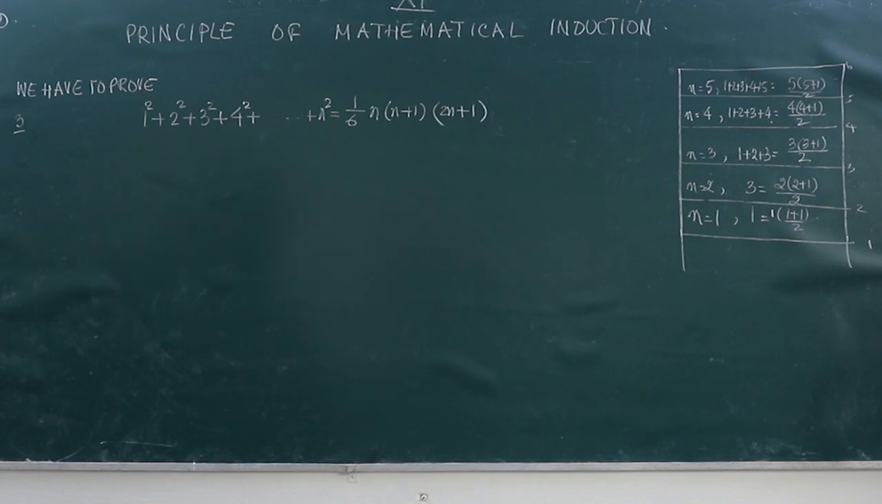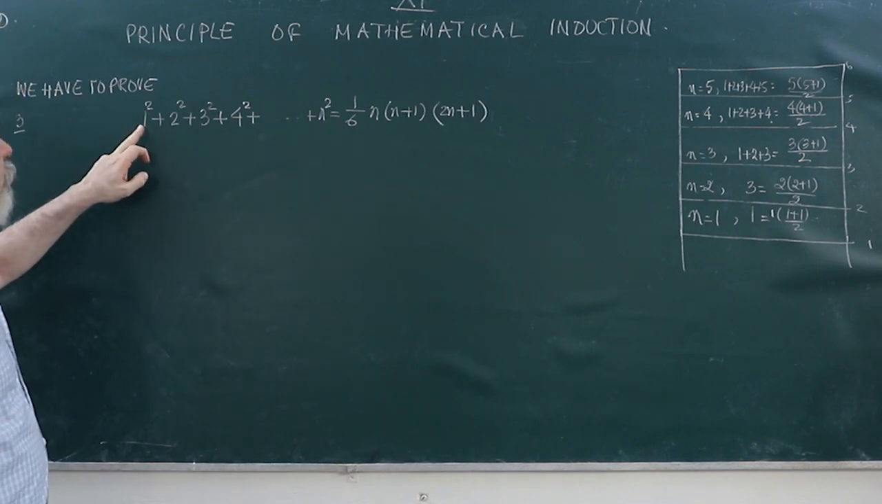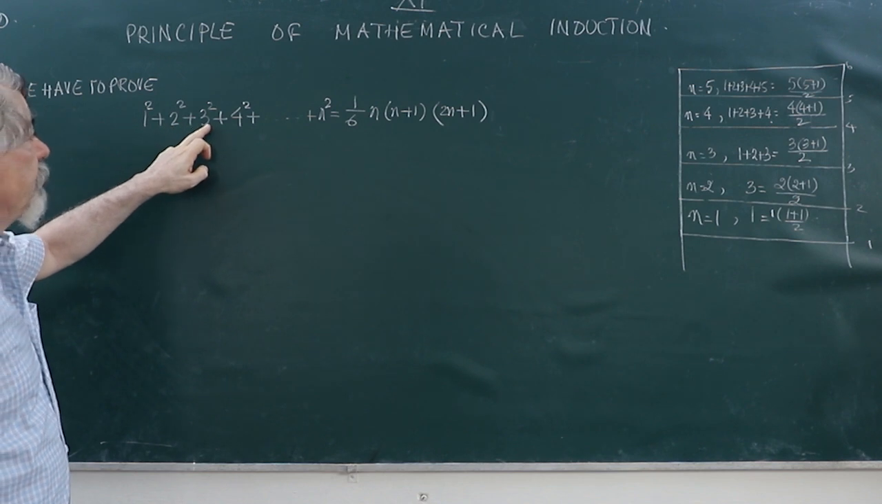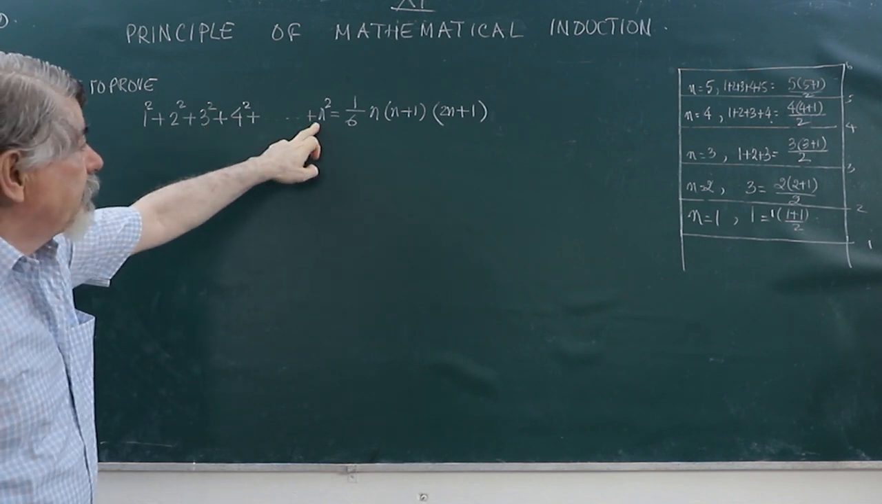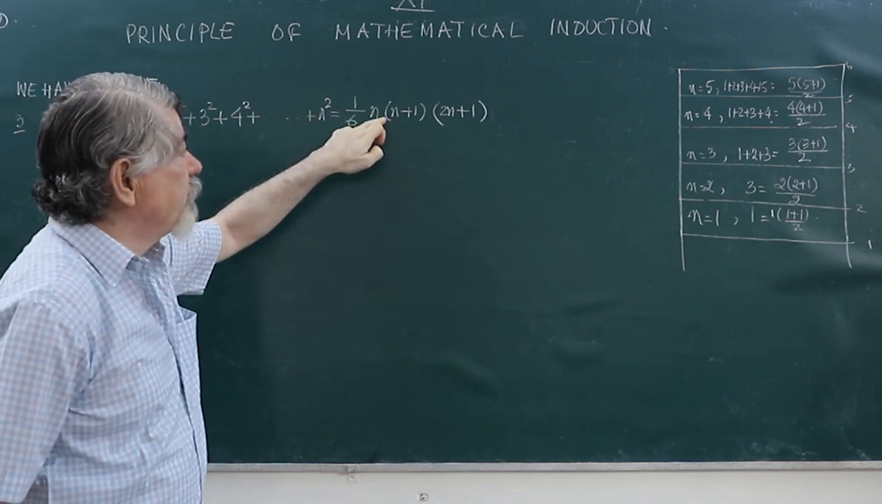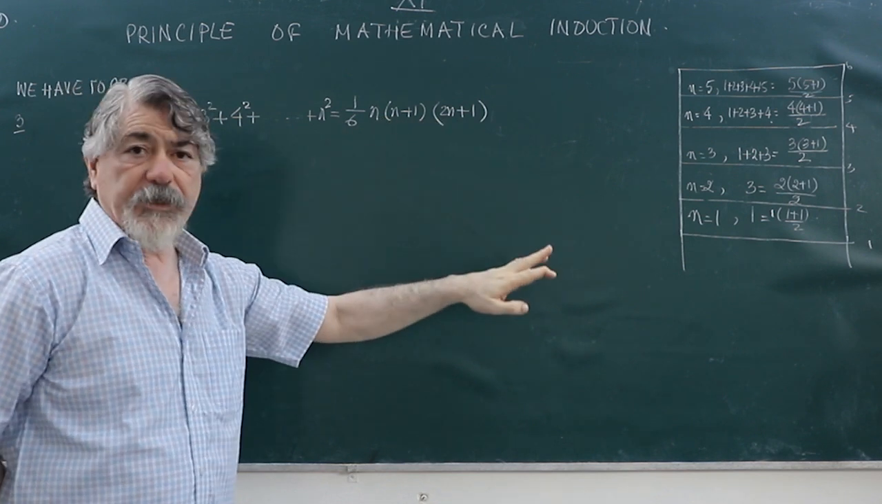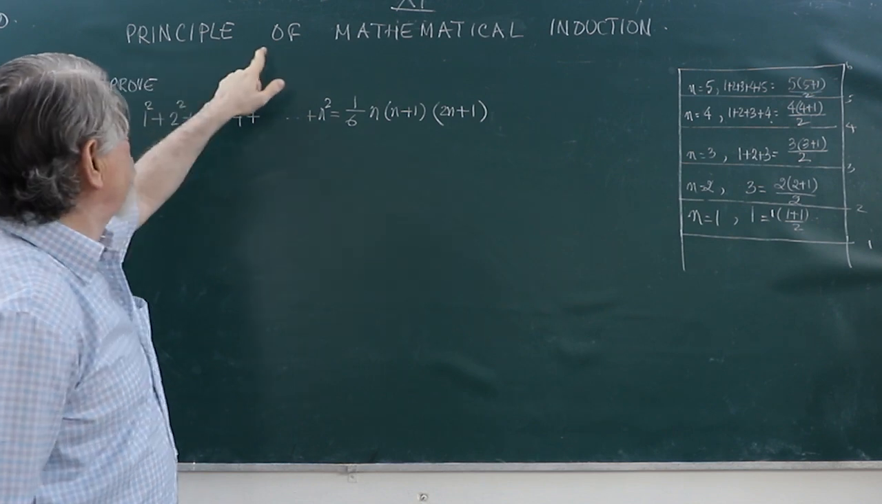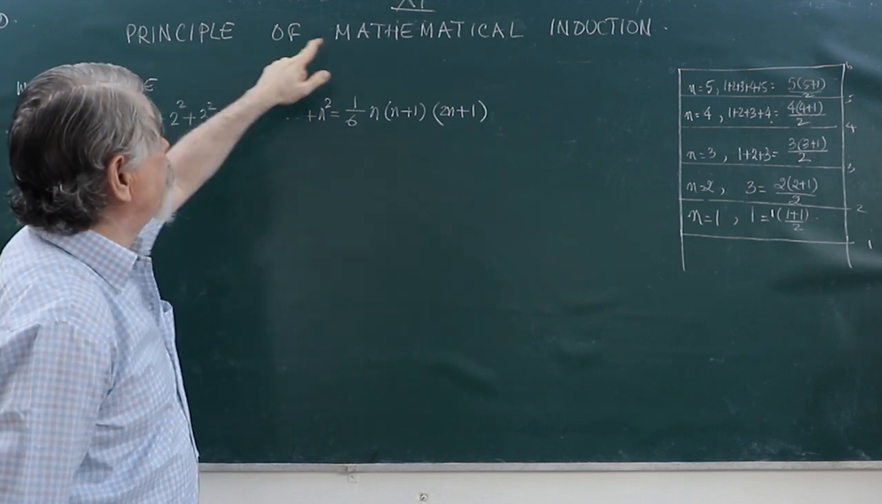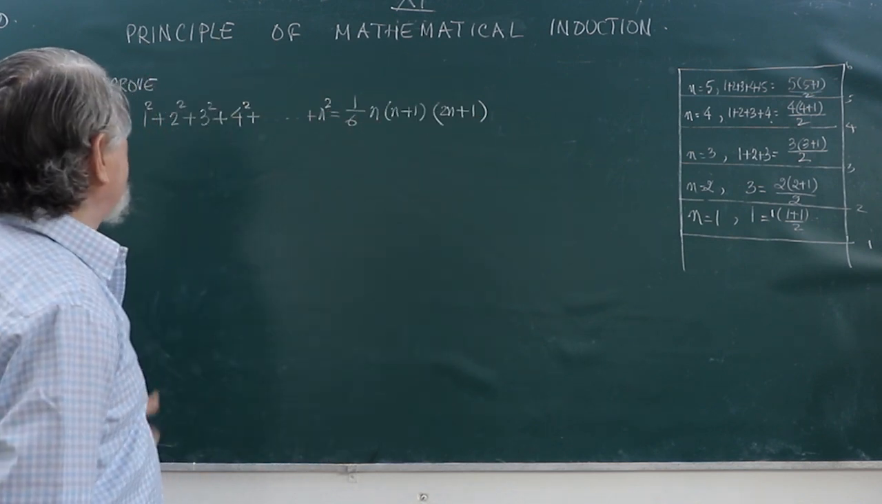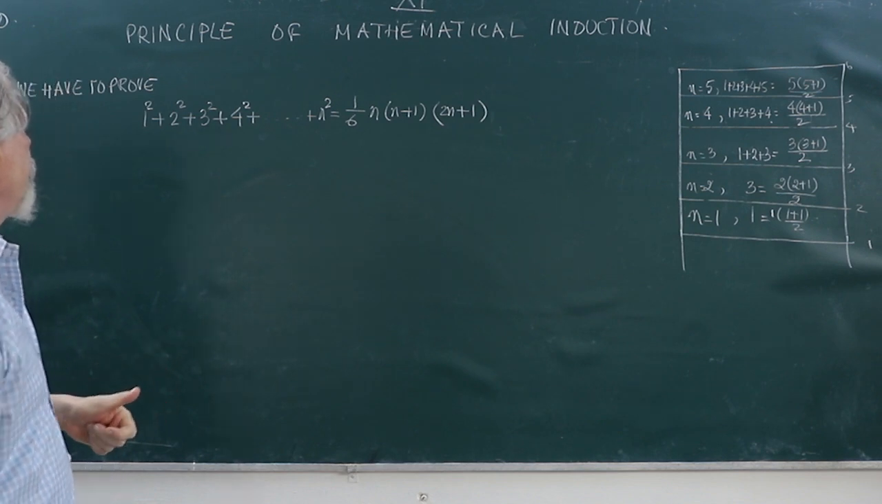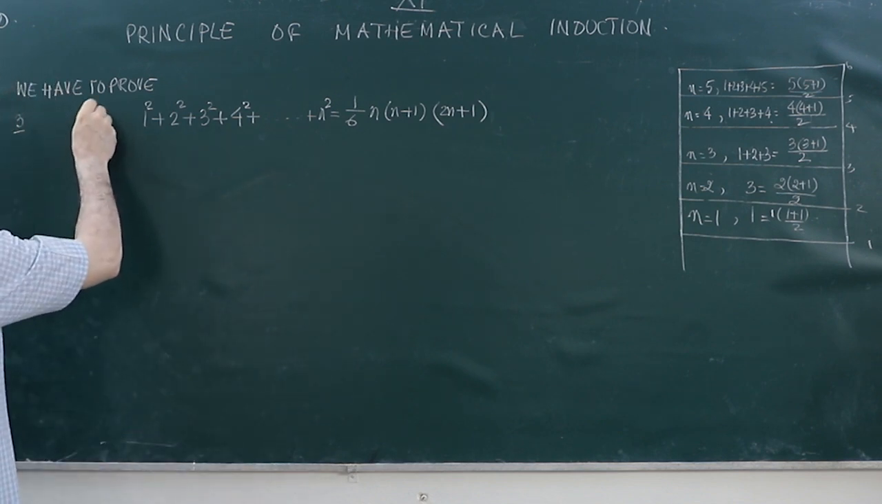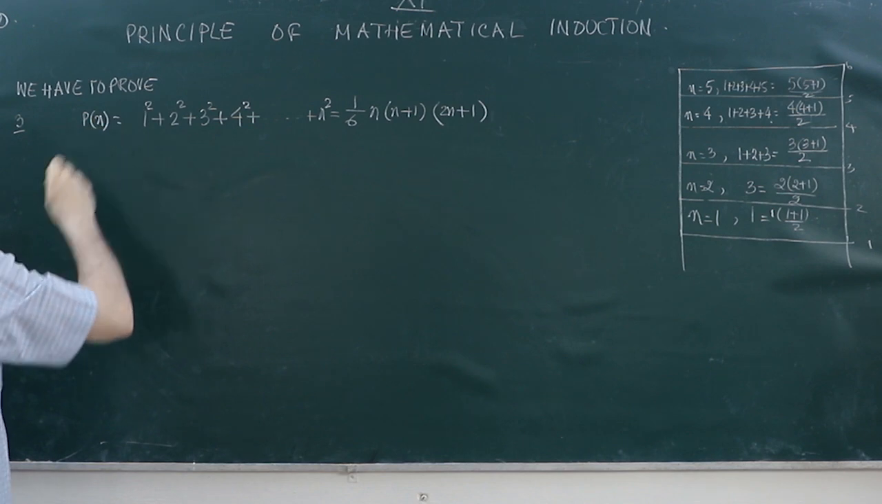Now let's look into the third question, which says you have to prove 1 square plus 2 square plus 3 square plus 4 square plus n square is equal to 1 upon 6 into n plus 1 into 2n plus 1 using the principle of mathematical induction. We have to use the principle of mathematical induction. Again, it is Pn.